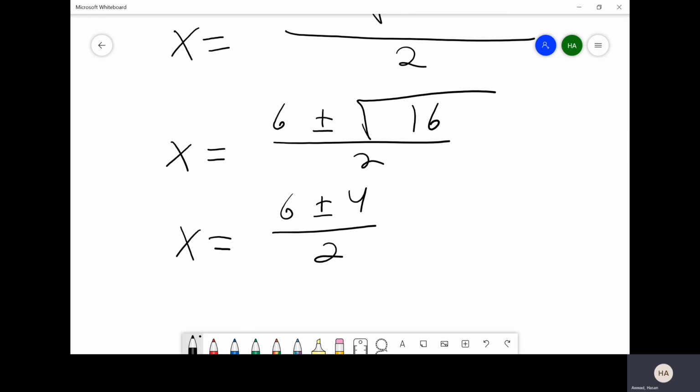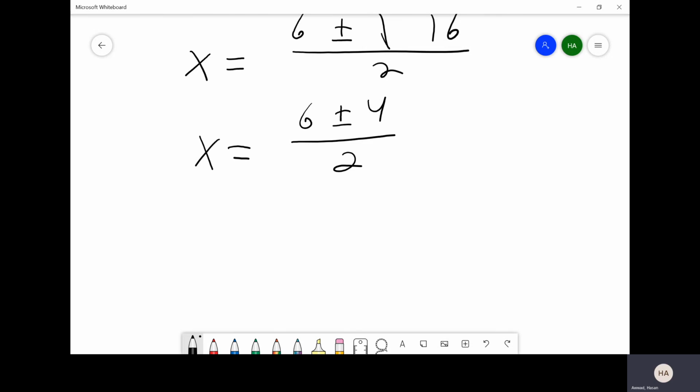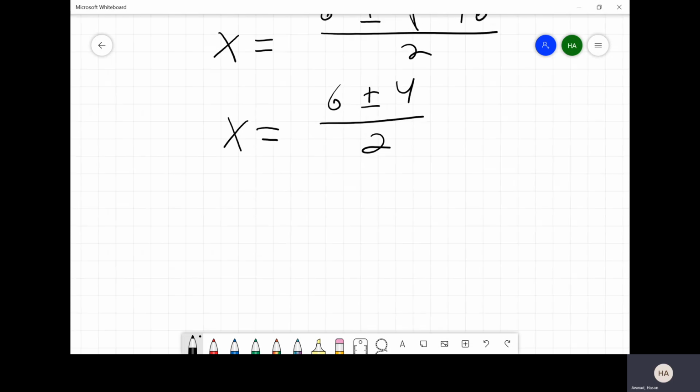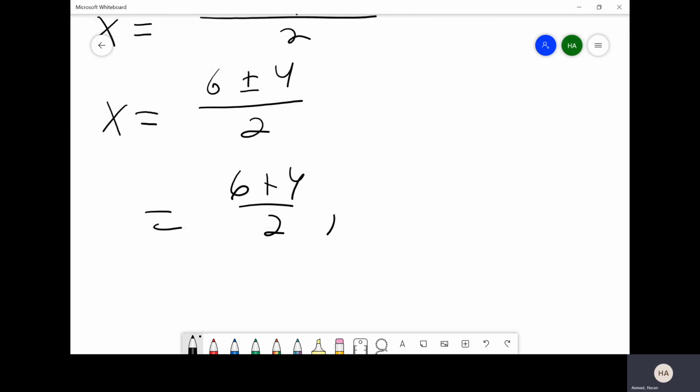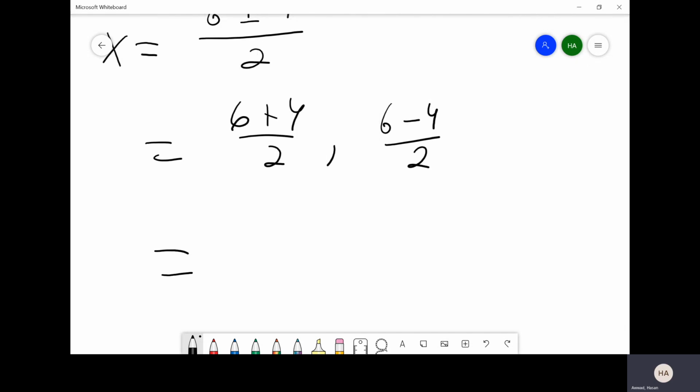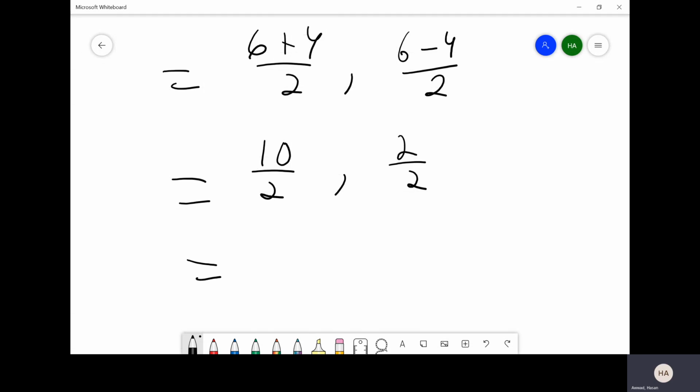And now this leads us to 2 different solutions, right? Where either 6 is added to 4 or we have 6 minus 4. So we get 6 plus 4 over 2, I'm just going to put a comma, 6 minus 4 over 2, and this is 10 over 2, this is 2 over 2, and we finally arrive at our destination here, which is our solution set being 5, because 10 divided by 2 is 5, 2 divided by 2 is 1.